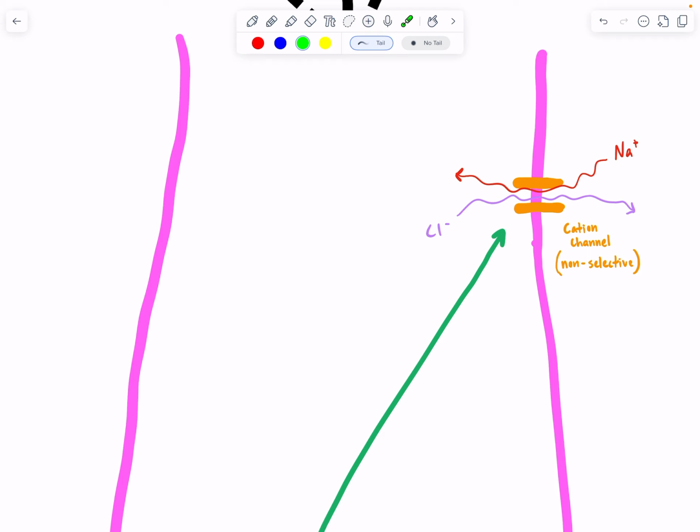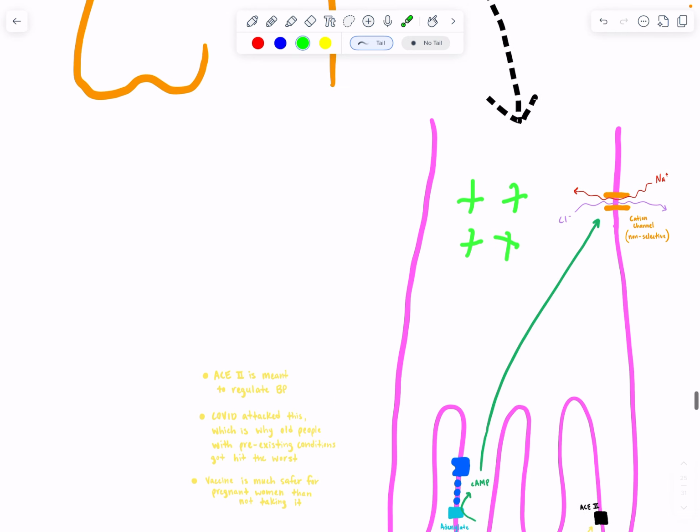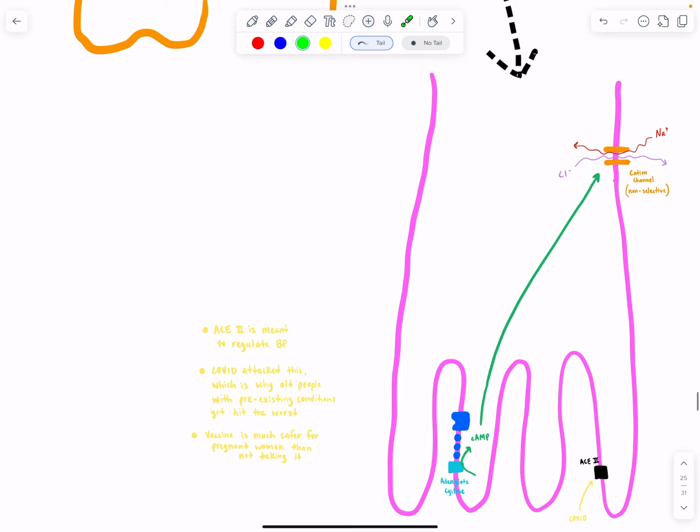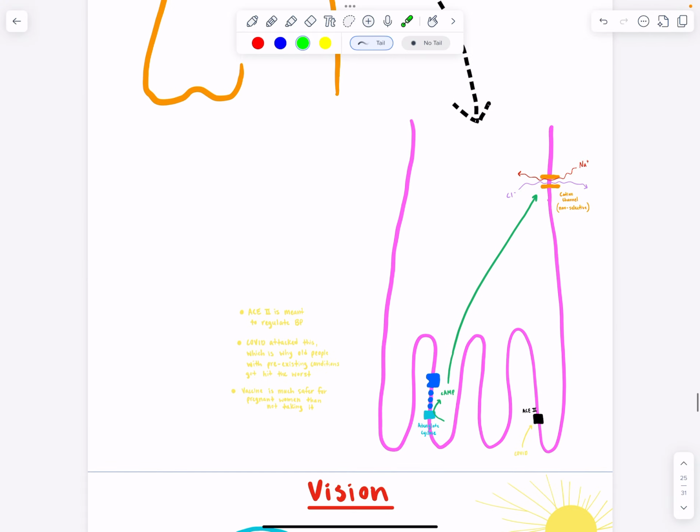And this cation channel isn't selective, which means that it'll just let in and out whatever the driving force or gradients want to take them. So in this case, chloride is going to go out, and sodium is going to come in. With chloride going out and sodium coming in, that's going to depolarize the cell, making it very positive, which then sends an action potential, as we know. So once it gets depolarized, it sends an action potential, and that's how we interpret what we smell.